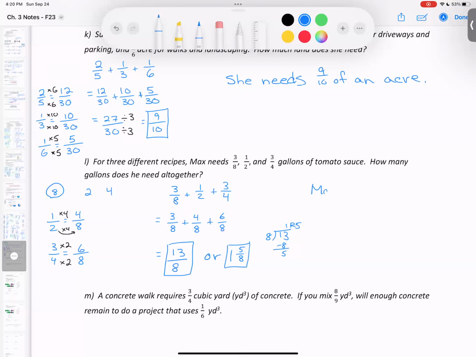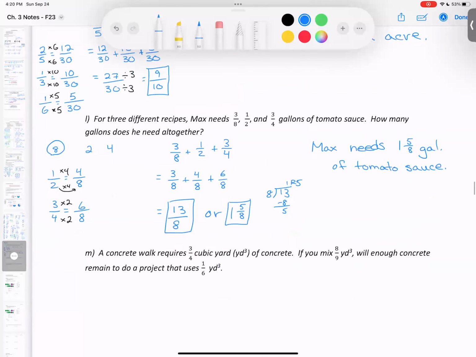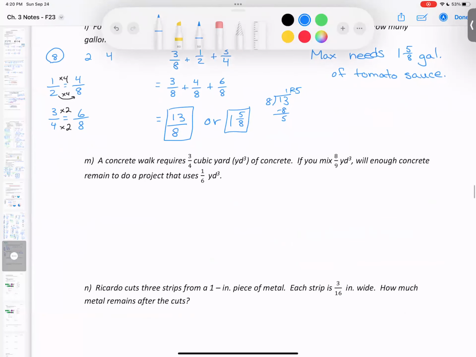So Max needs 1 5/8 of a gallon of tomato sauce. And I just finished canning a bunch of tomato sauce, and I think I have plenty of tomatoes for Max to use. All right, moving on. Let's take a look at this next one.